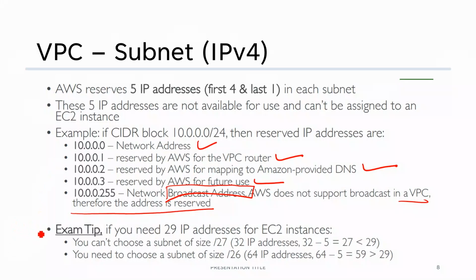So an exam tip before going into the subnets: if you need 29 IP addresses for your EC2 instances, and you take a /27 subnet mask, how much are you going to get? 2 power 5, that will be 32 IP addresses. But from those 32 IP addresses, we need to subtract 5, because those 5 addresses are reserved. So you're going to get 27, which is less than 29. So it is a wrong answer in this case. You need to go a bit beyond that. If you go /26, you're going to get 64 IP addresses. So the number of IP addresses we're going to get for the EC2 instances is 59, which is good in this case. It's a correct answer.